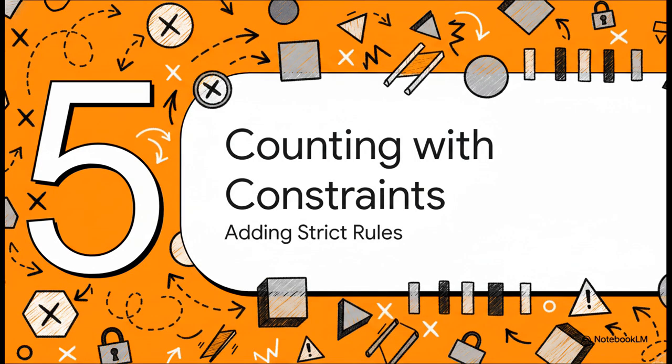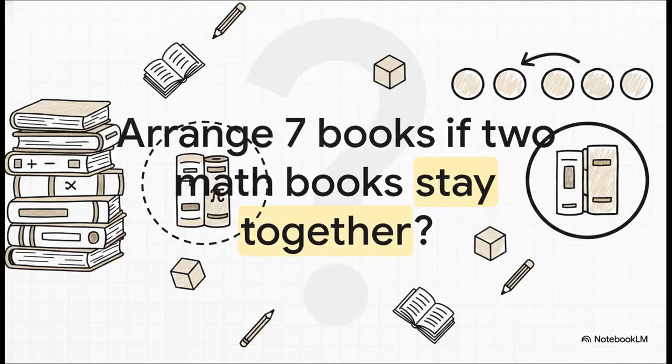Part 5. Counting with constraints. All right, time to introduce the what-if twists. Here is a classic constraint puzzle. You have 7 books to arrange on a shelf, but there's a catch. 2 of them are math books, and they absolutely must be kept side by side. How does grouping these items completely change the math we just learned?